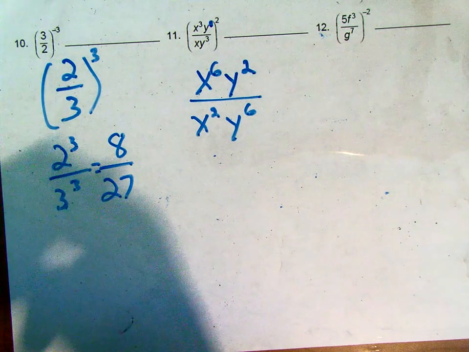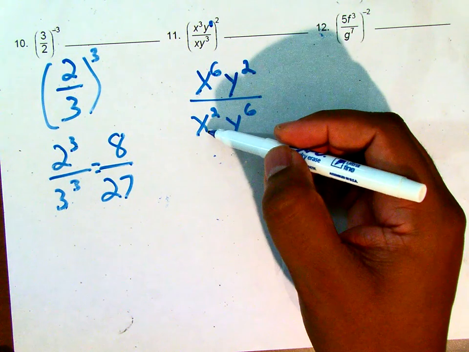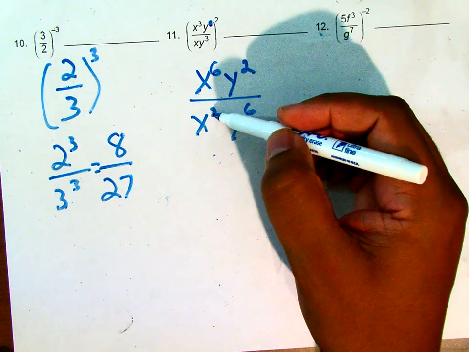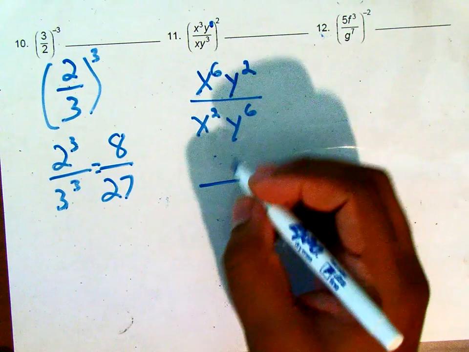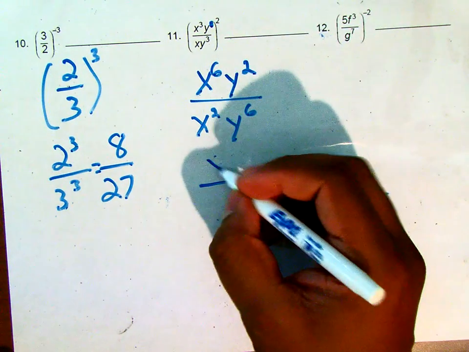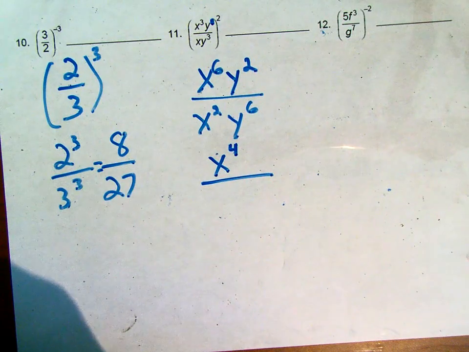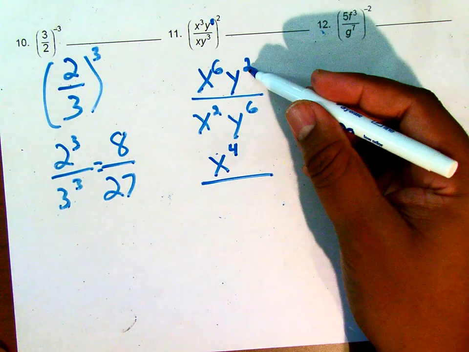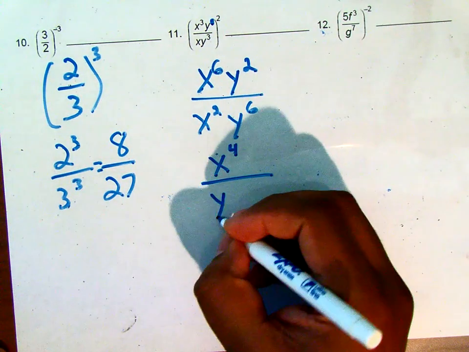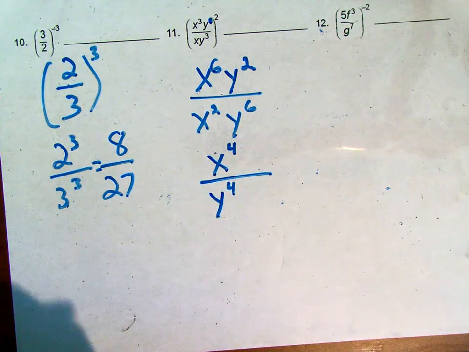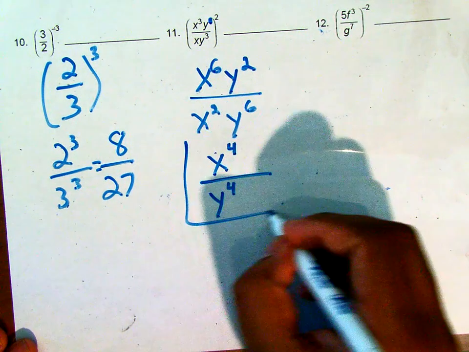All right, now, wherever we have like bases, we've got x and x here, so we're going to do 6 minus 2, and 6 minus 2 is 4. So, since the 6 is bigger, we're going to leave that x up here with 4. Now we're going to do 6 minus 2 for the y, and since the 6 is bigger, we're going to leave it in the denominator and have y to the 4th. And this is our final answer.